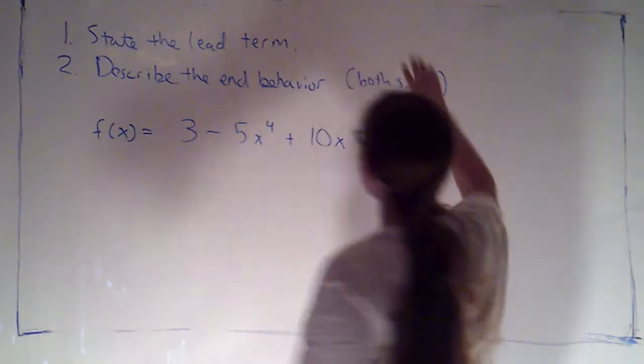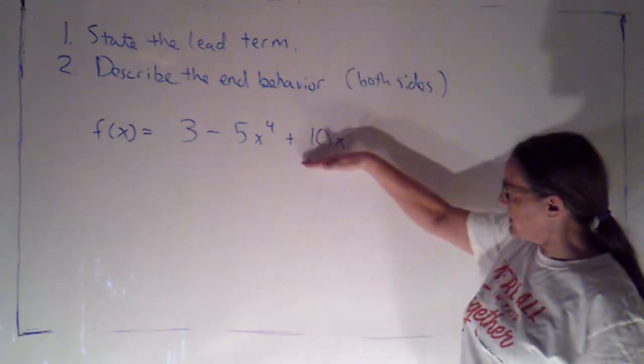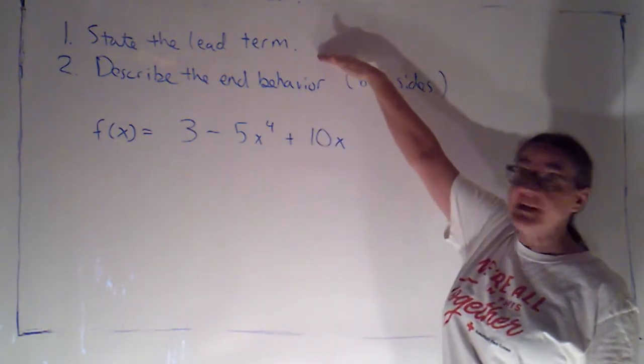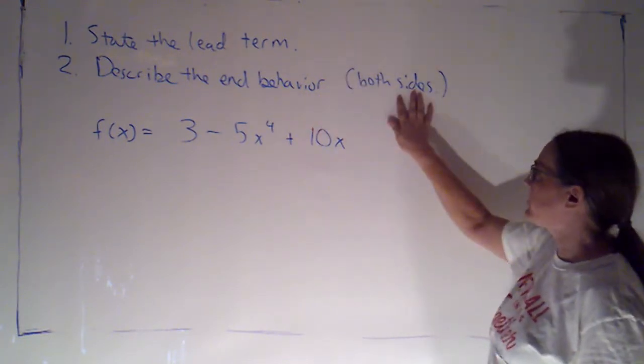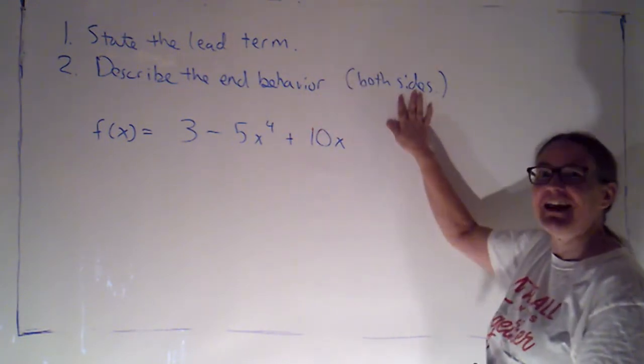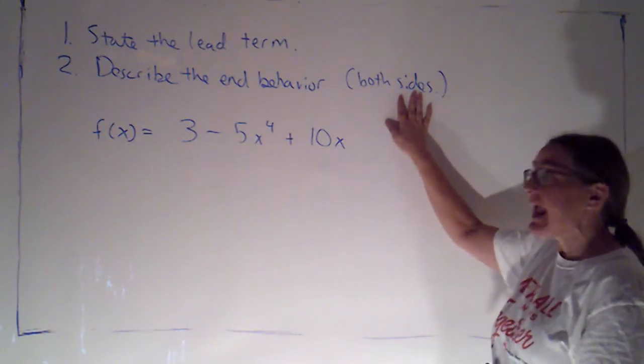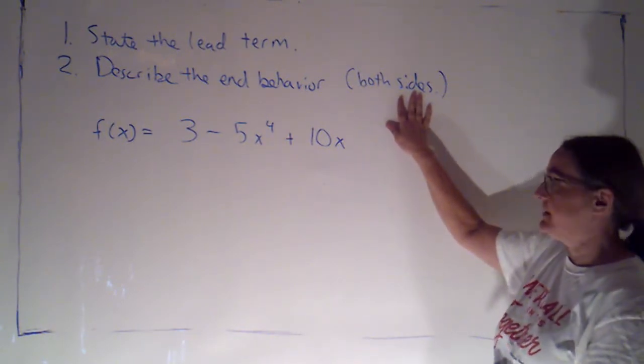Problem up on the board, I want us to do two things. First of all, given this polynomial, I want to just state what the lead term is, and then I want to describe the end behavior. And I've just reminded us that that's both sides. So that's looking at what happens as x goes to infinity and what happens as x goes to negative infinity.